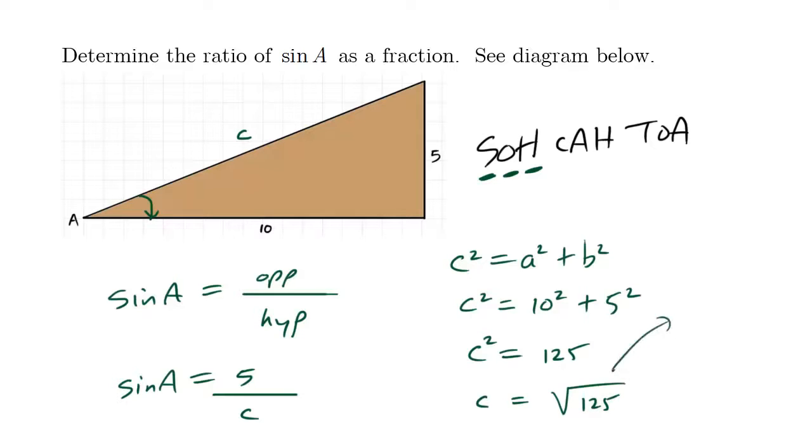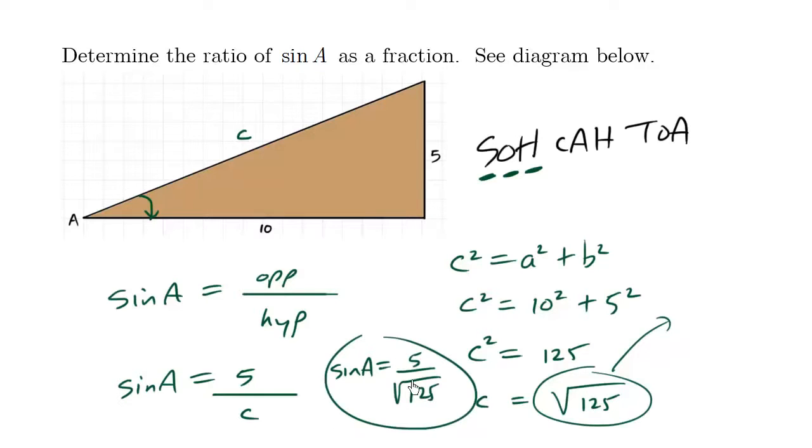Now, if you've practiced converting this entire radical into a mixed radical, you could do so. But let's just leave it like this for now. So this is a possible c value. It's an exact c value. So the actual answer to the question, sine A is equal to 5 over the square root of 125. This here would be a valid answer.